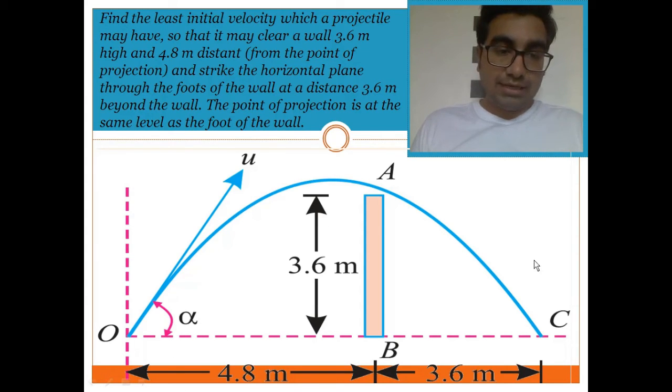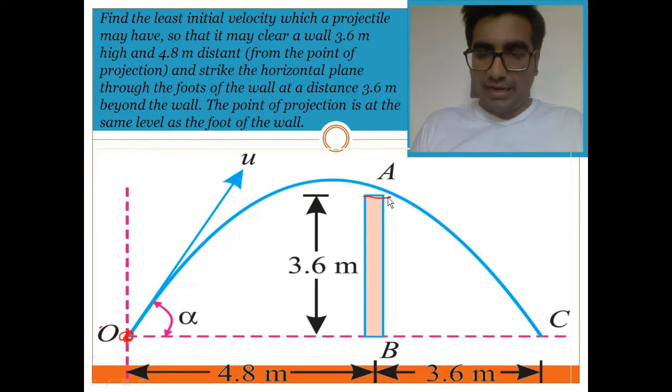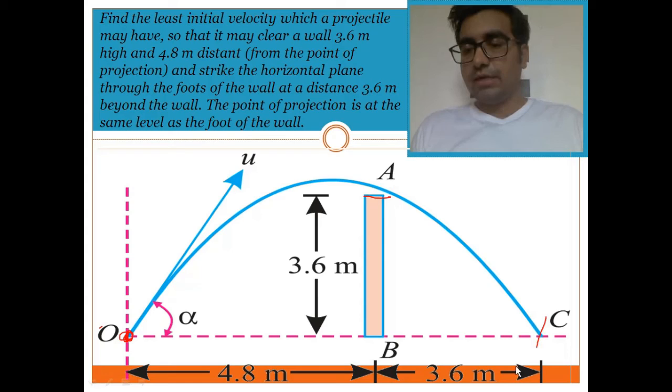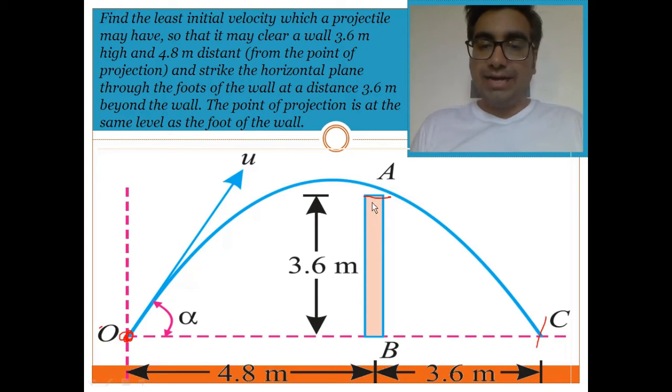A particle is projected from point O, and it has to clear the wall at point A and will further hit the ground at point C. Is that okay, my dear friend? It is said that the height of the wall is 3.6 meter, so we are supposed to throw the ball in such a manner that it crosses the wall. The maximum height in this question will be 3.6 meter, and the particle hits the ground at point C at the same level. So the range of this projectile is 4.8 plus 3.6, and that becomes 8.4. Is that okay, my dear friend?